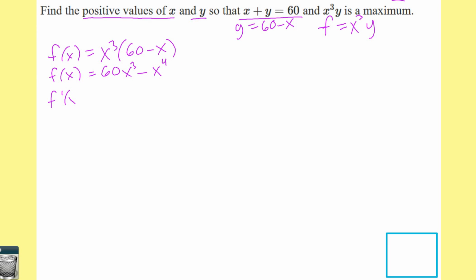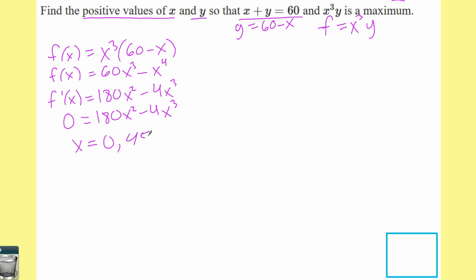So we find the derivative. What is that? 180 x squared minus 4x cubed. We need our derivative to equal 0. So we set that equal, use our Poly Simulation app and solve. Okay, so here you solve and you get x is 0 or 45, but remember, we want a positive value. It can't be 0 because 0 is not positive or negative. So that means it's got to be 45.